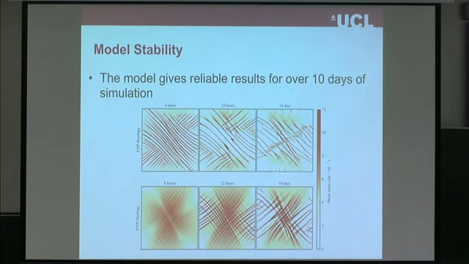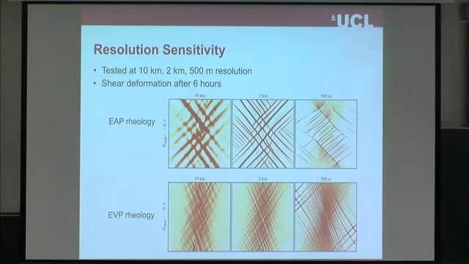So it runs for 10 days quite happily, and you can sort of fix it. Then we've tested resolution sensitivity. At 10 kilometres, it's quite coarse, with quite coarse lines here with the EAP. At 2 kilometres, you've got identifiable features. And at 500 metres, it's really nice.